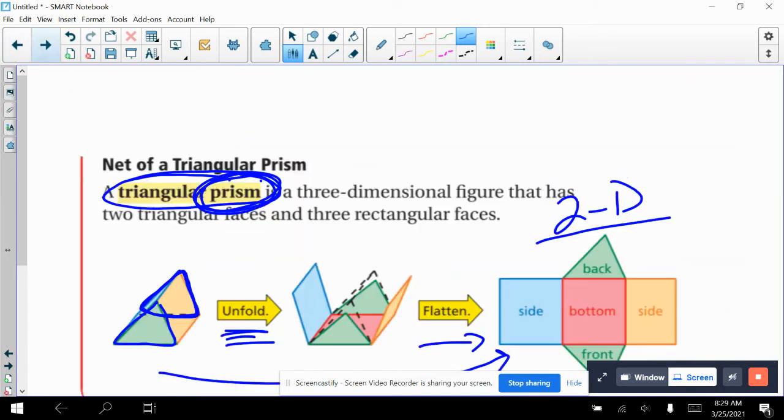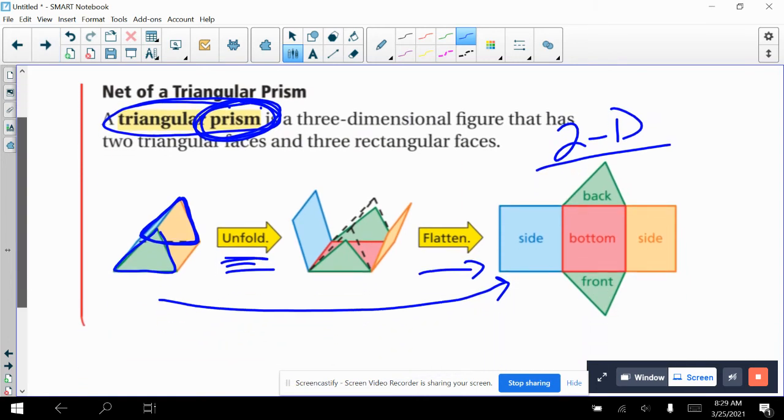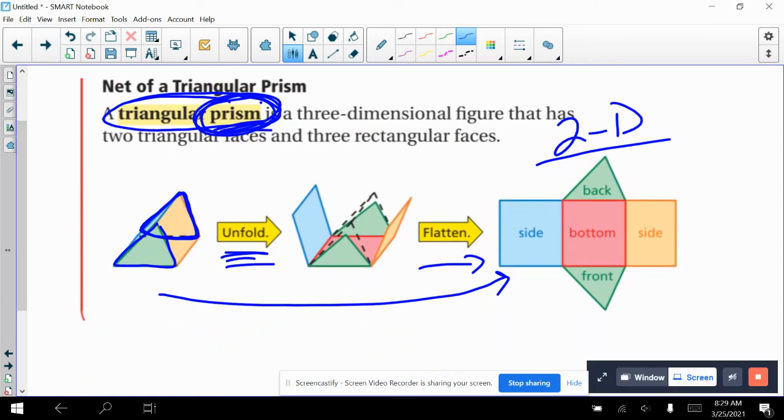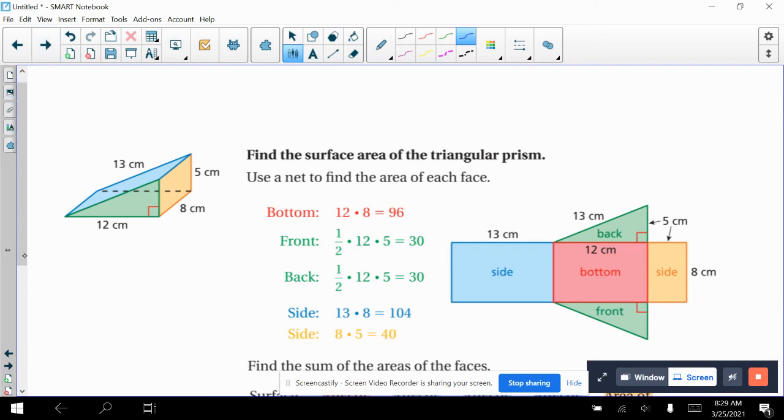Oops, wrong one. All right. We got the prism down now. You sure? Parallel is the key word there. All right. This is tough.